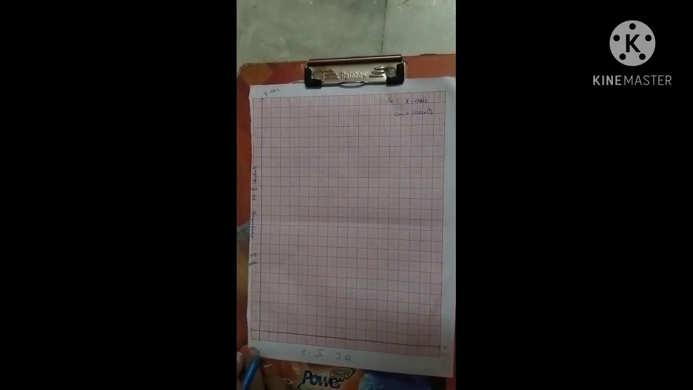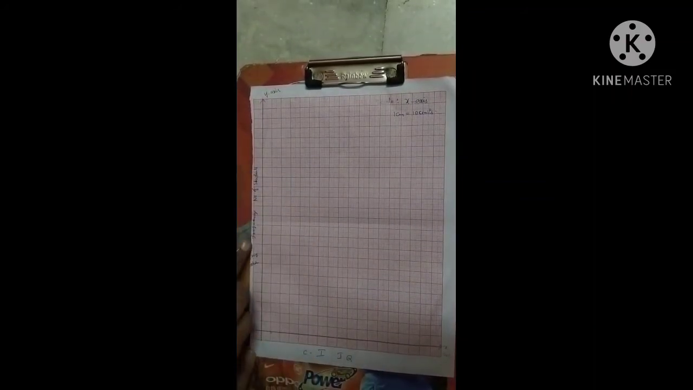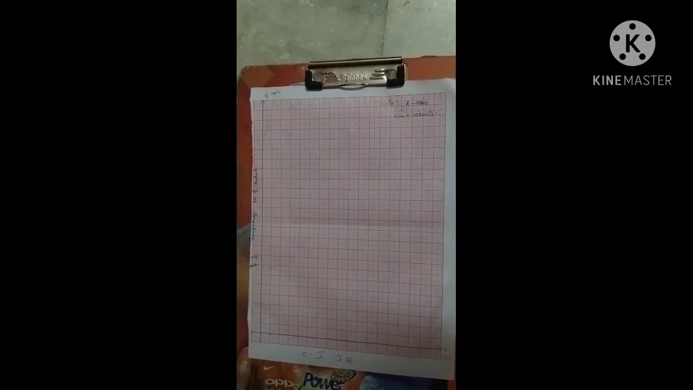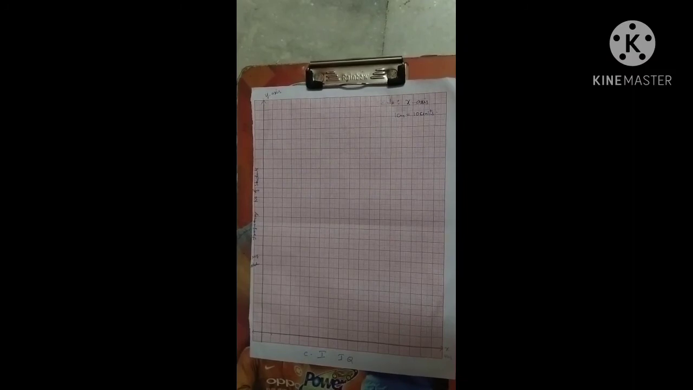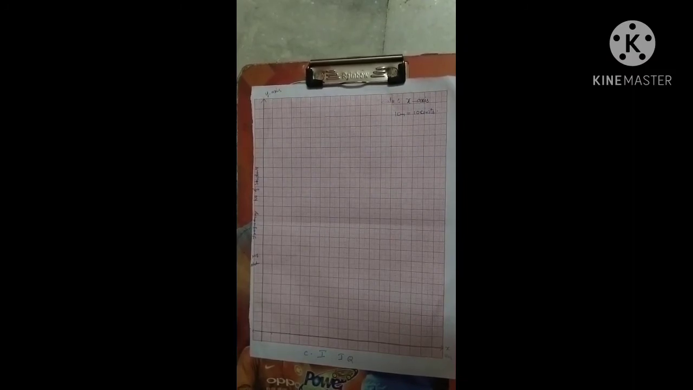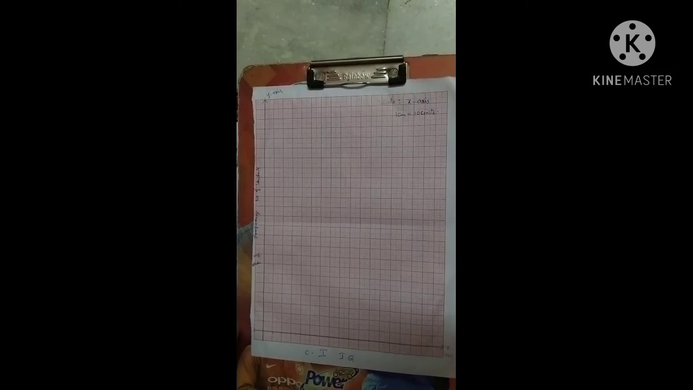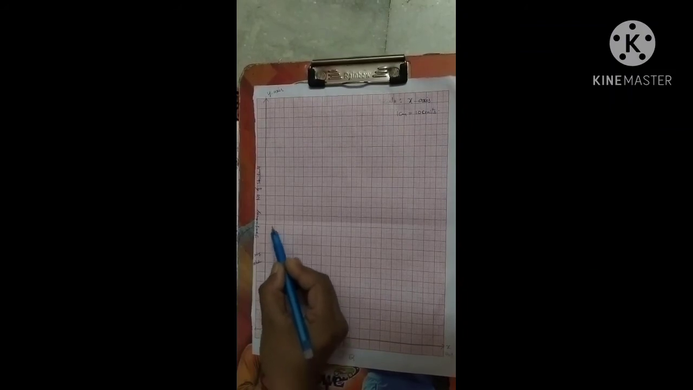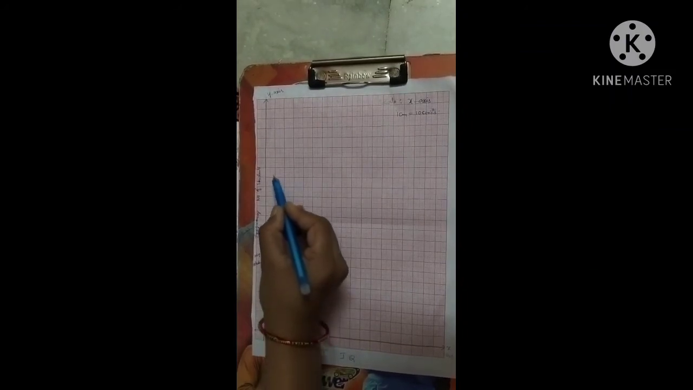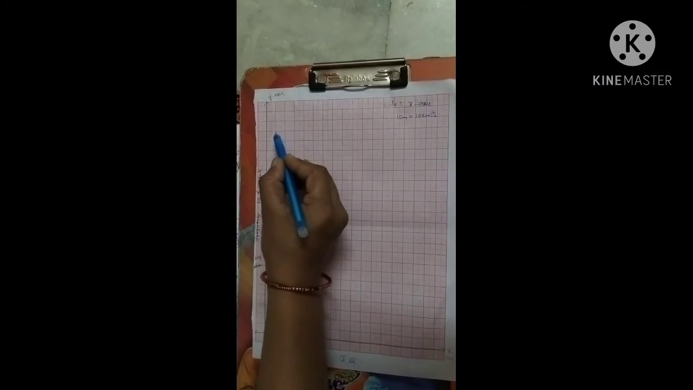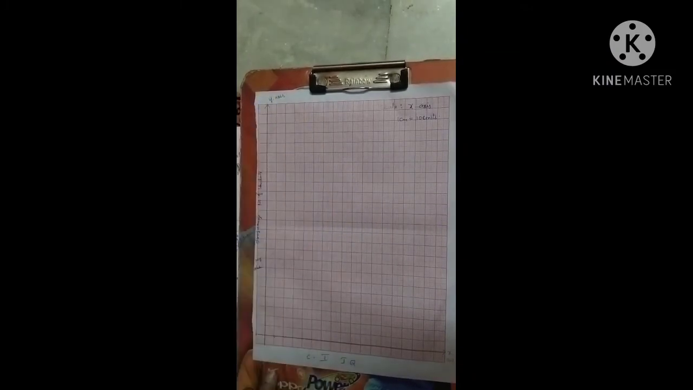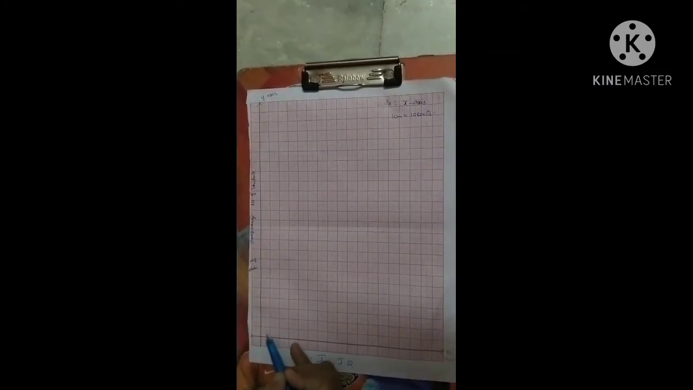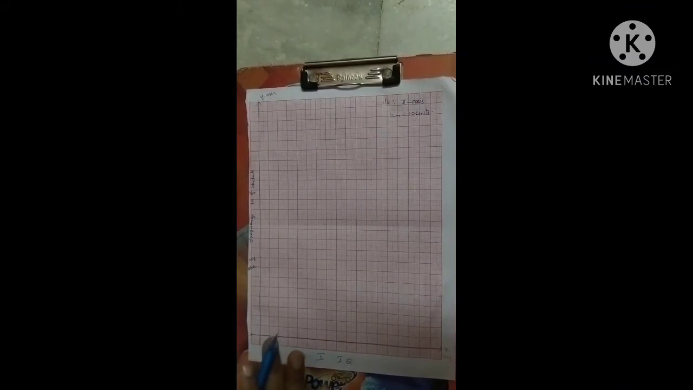Next, the y-axis. What do we have to take on the y-axis? The number of students. What are the minimum and maximum numbers of students? The maximum is 10. The frequencies are 2, 5, 6, 10, 9, 8, 5. So here, how many lines are there? 1, 2, 3, up to 23 lines are there. So each 1 centimeter is 1 unit. We have to take 1 student.